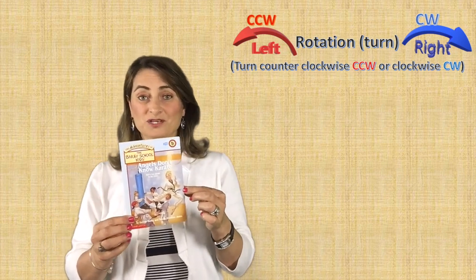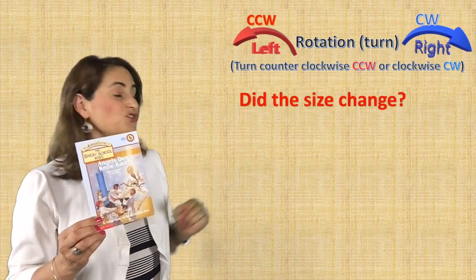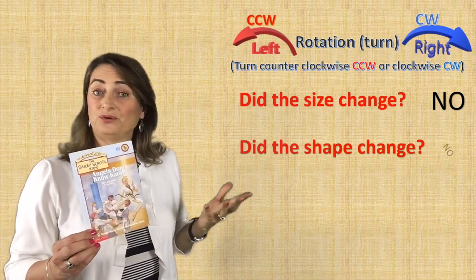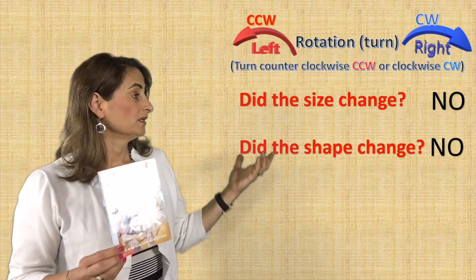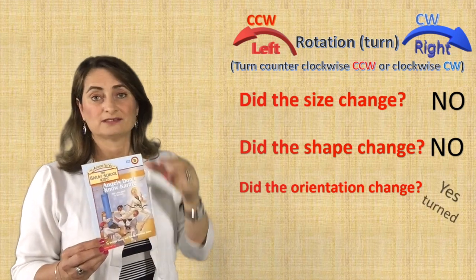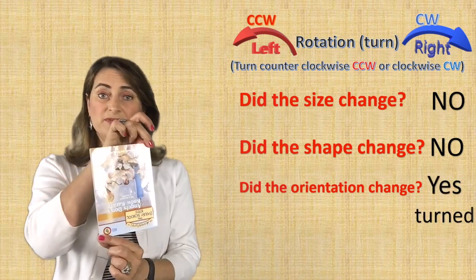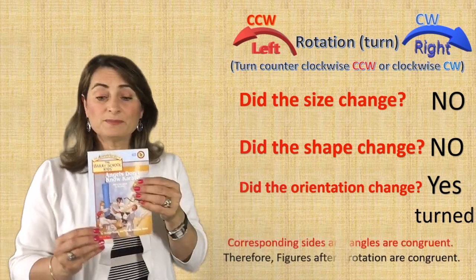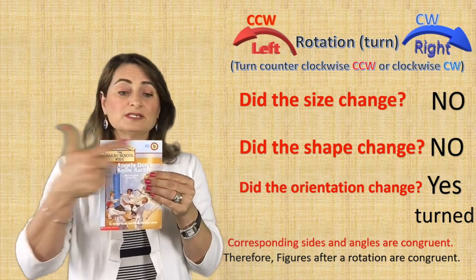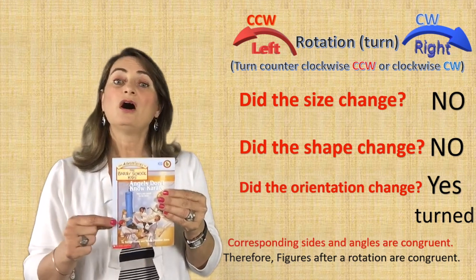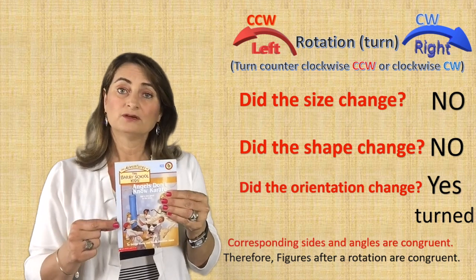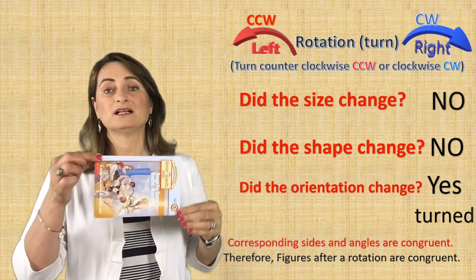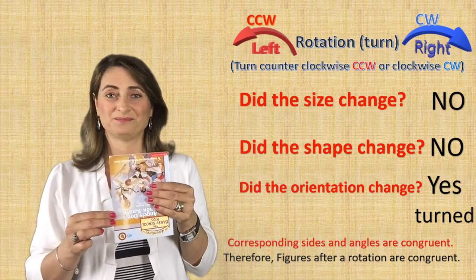Now let's answer those questions. Did the size change? No, it's the same size, same book. Did the shape change? No, it's still a rectangle. Did the orientation change? Yes, it turned. It doesn't matter how many degrees, it turned. So corresponding sides, all the sides, and corresponding angles, all the angles, are congruent. Therefore, rotation proves congruency. The image and the original still have the same size, same shape.